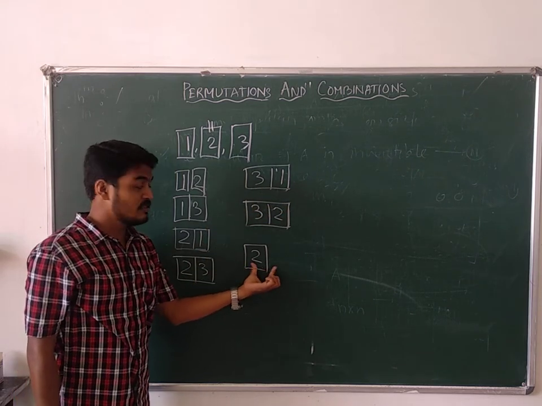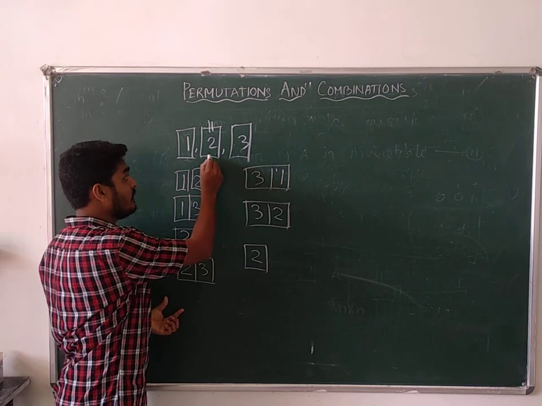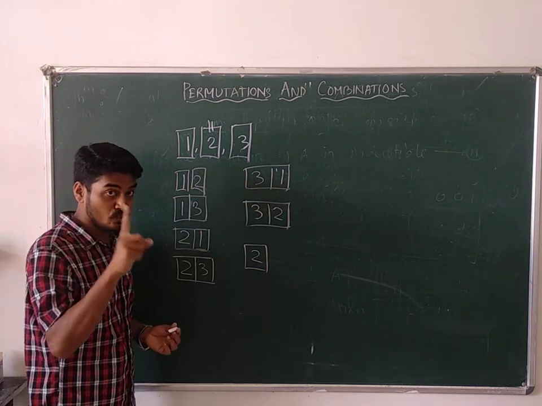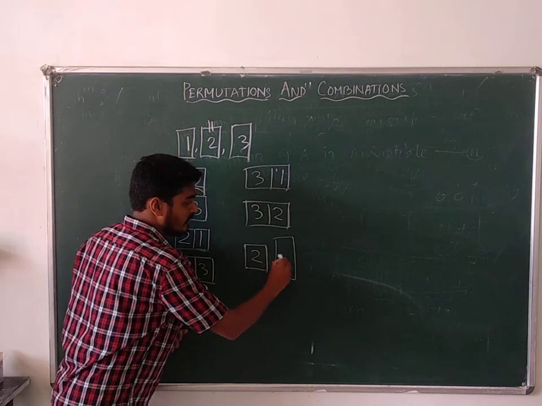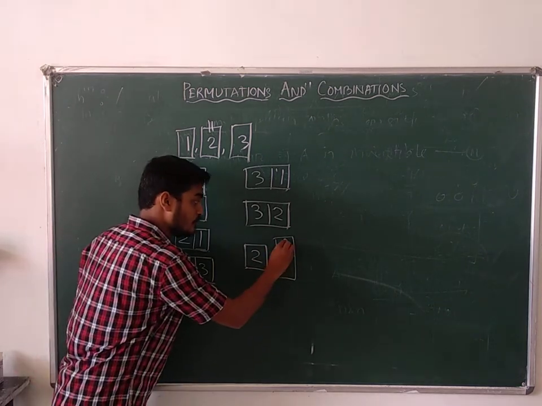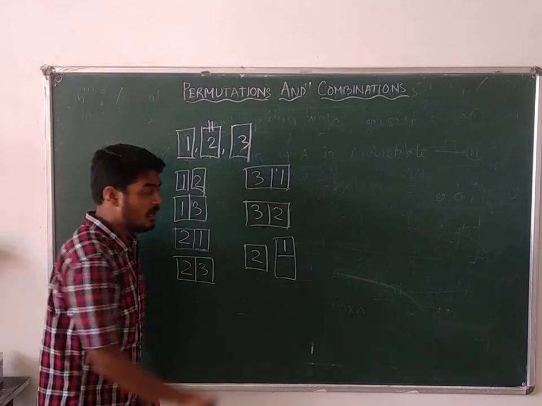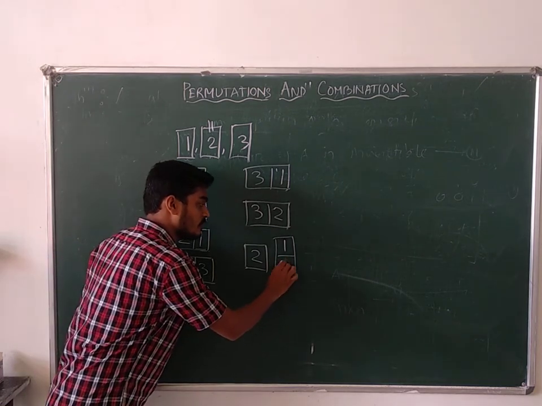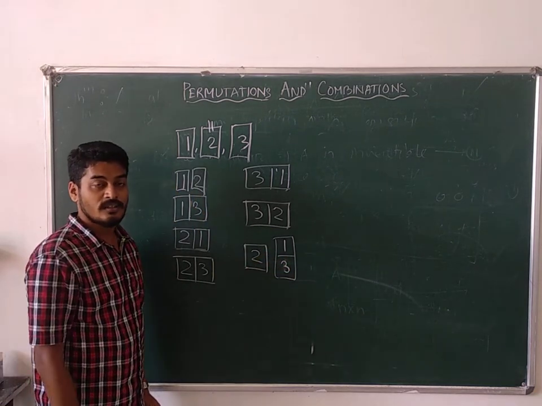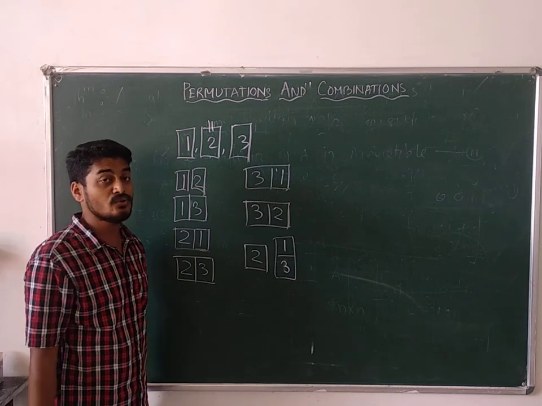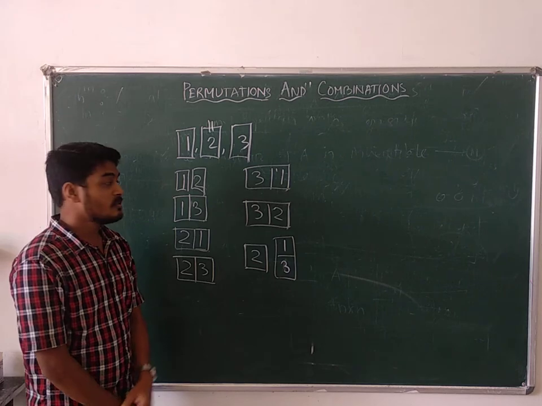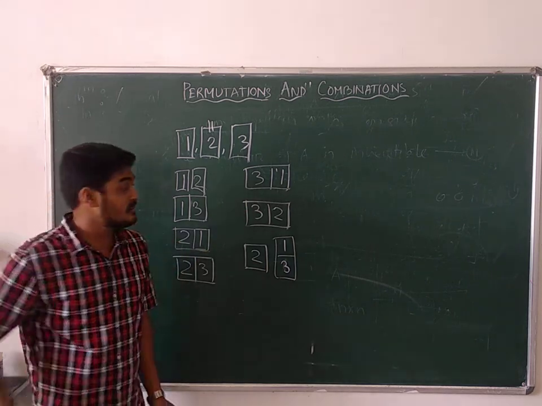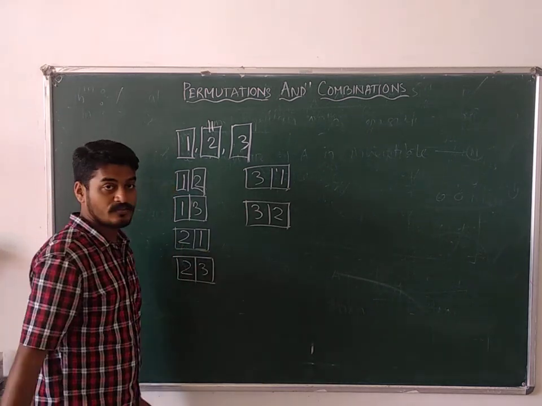Next to 2 we cannot write 2 again, as only 1 card is there which contains 2. After considering 2 in the first place, which card do you have to use in the next place? Either you have to use the card which contains 1 or the card which contains 3. You cannot consider card 2 once again because only 1 card is there which contains 2. So how many possibilities are there? That is 6 different numbers can be formed.